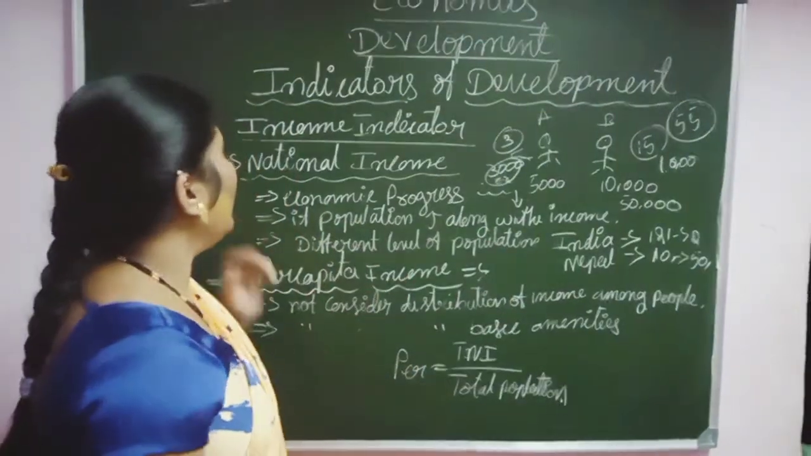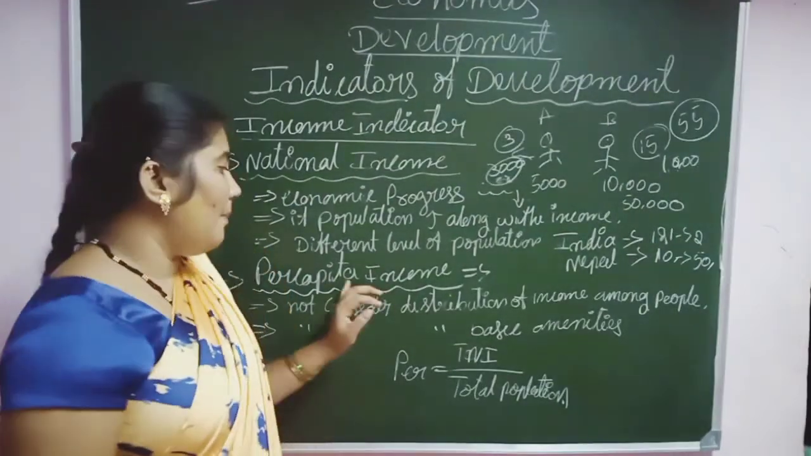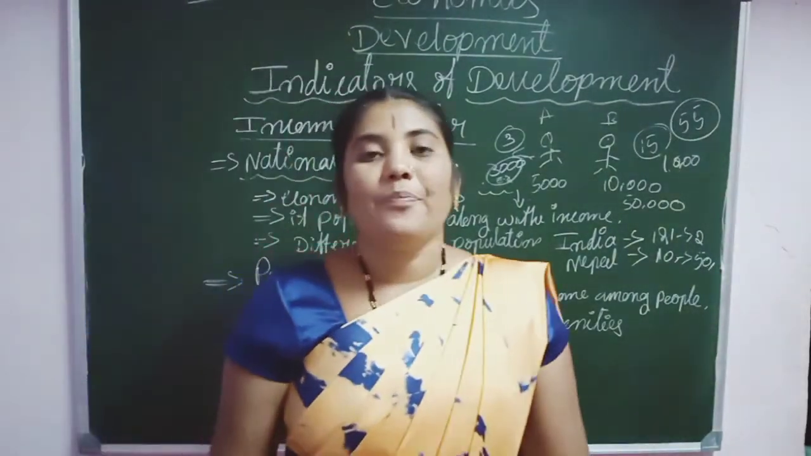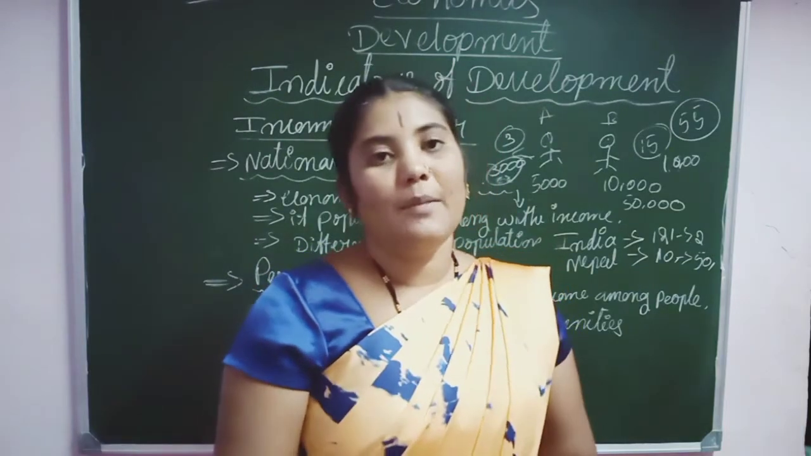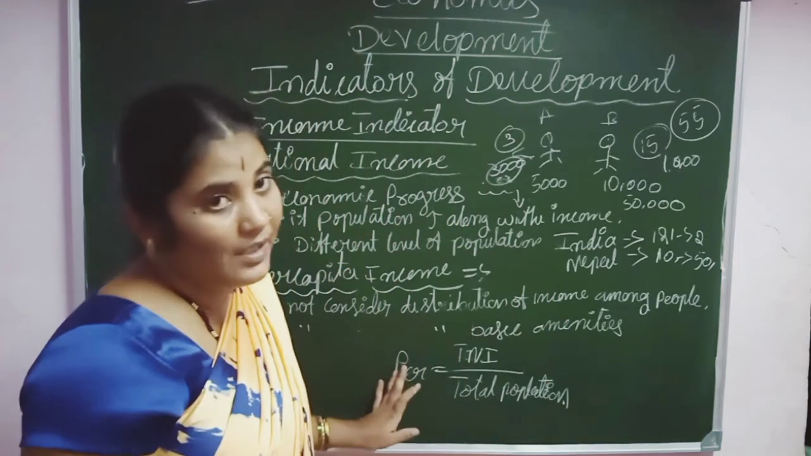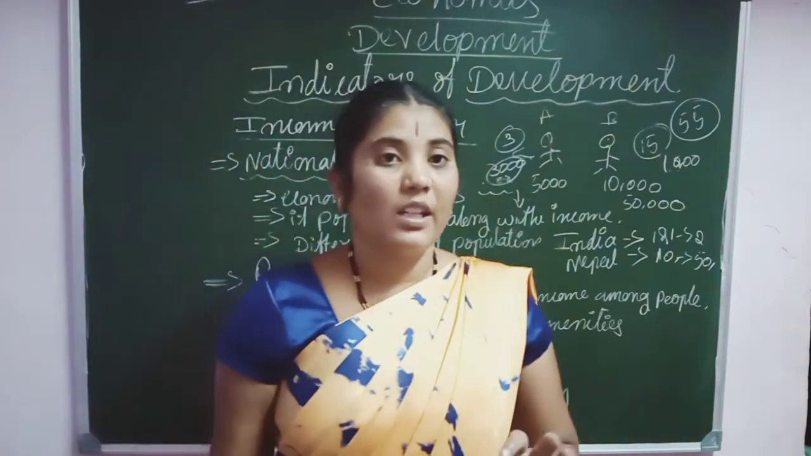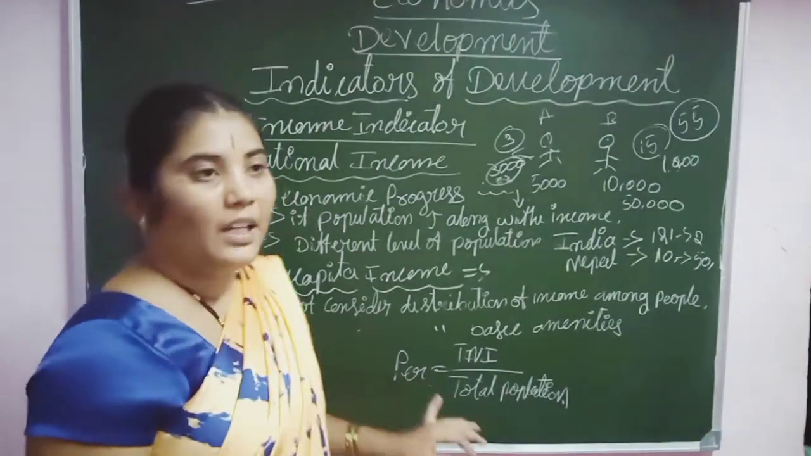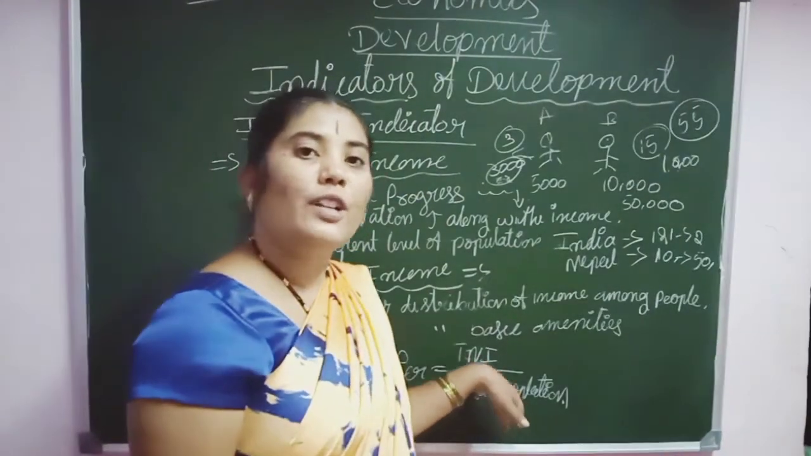The next indicator of development is per capita income. Yes, per capita income means what? Per capita income means a person's income. Understand? A person's income is called the per capita income. How can we calculate this? Per capita income is equal to total national income divided by the total population of the country in the given year. This is called per capita income. Per capita income is a person's income. So per capita income is equal to total national income.